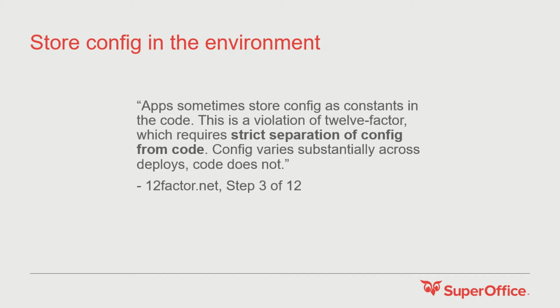So it says, apps sometimes store config as constants in the code. This is a violation of the 12-factor, which requires strict separation of config from code. And what that means is that configuration should be stored in the environment, not in the code itself. So if you have it in test and you move it from test to production, you shouldn't have to change anything in that code. All the configuration variables should be loaded at runtime from the production environment.